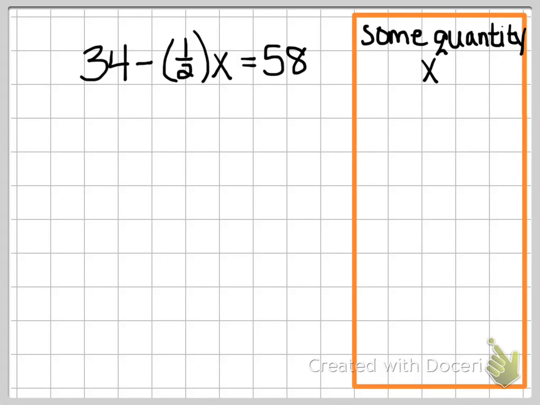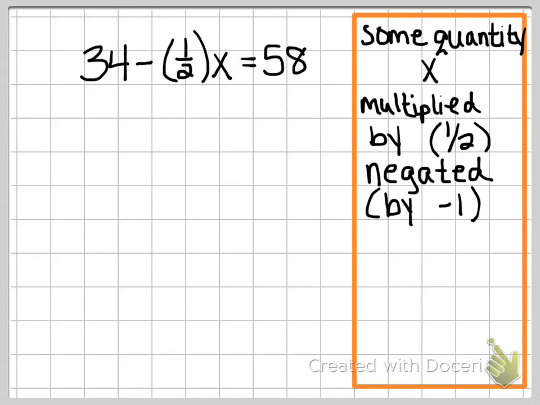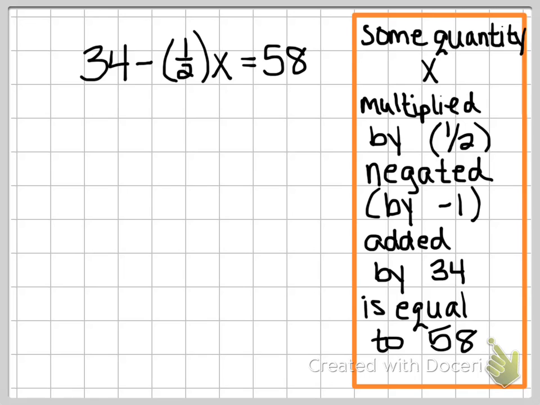So every algebraic equation tells a story. This story is going to be the story of x. There's some quantity x that at first is being multiplied by 1/2. And then it's being negated. The negation is actually the opposite sign, and that is represented by a multiplication of -1. And then after that negation, we're going to be adding 34 positives. And after all of that, it is equal to 58.